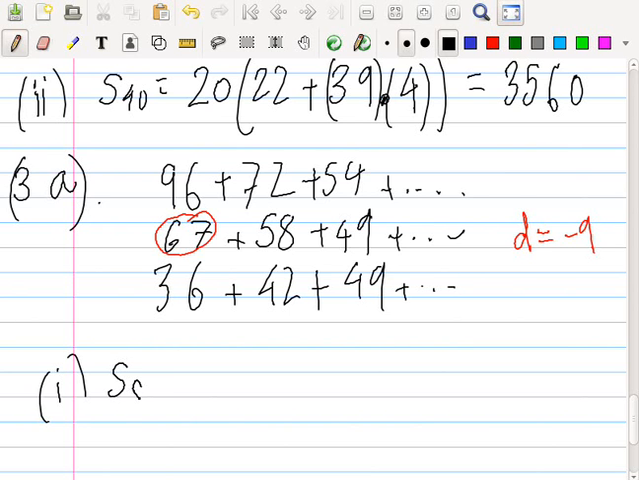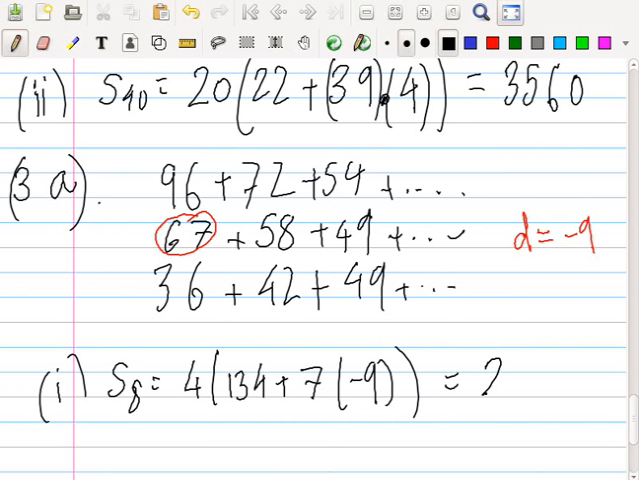So S8 is n over 2, times 2A, so that's 134, plus n minus 1, which is 7, times D, which is minus 9. Is that okay, yeah? So tell me what you get there, please. 284. 284.